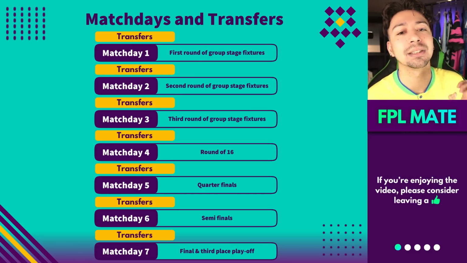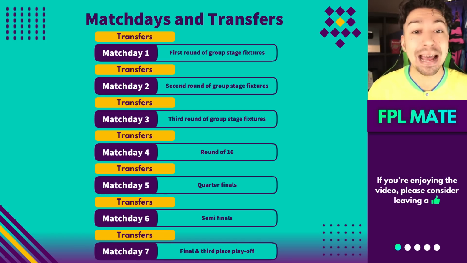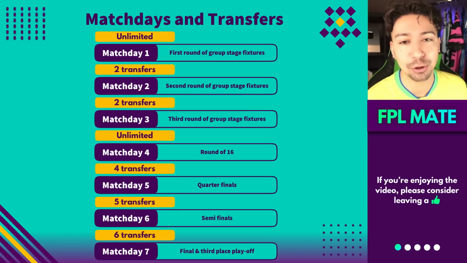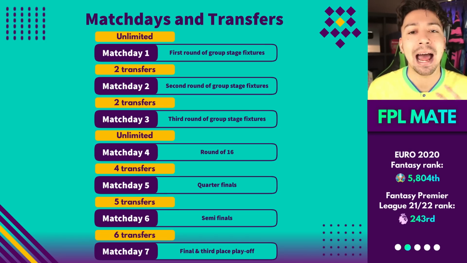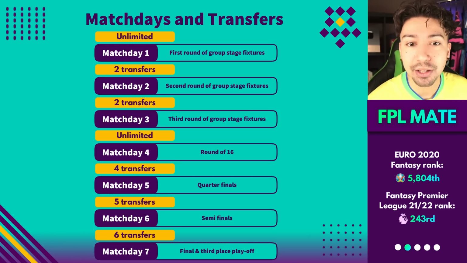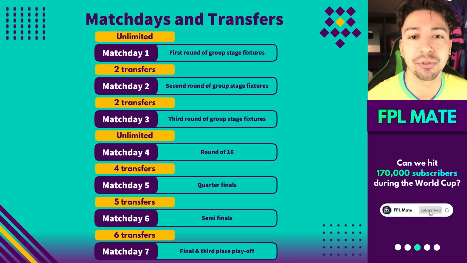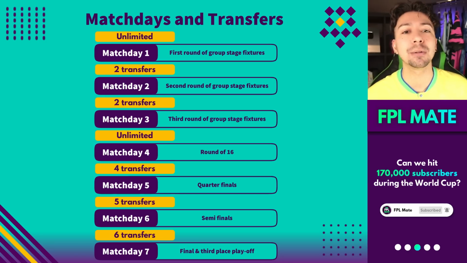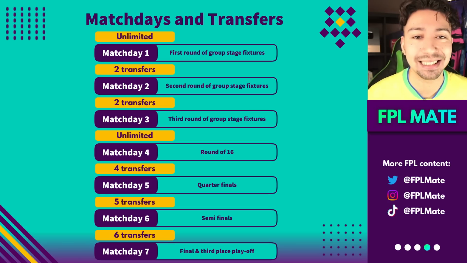You can only make a certain amount of transfers each match day without receiving a points penalty, and it works like this. Before the tournament starts, you can make as many transfers as you want. It's unlimited. During the group stage, so for match day 2 and match day 3, you can make 2 transfers in each round. For the round of 16, you can make unlimited transfers. Again, you can make a complete refresh of your squad. For the quarterfinals, you can make 4 transfers. For the semi-finals, you can make 5 transfers, and before the final, you can make another 6 transfers.